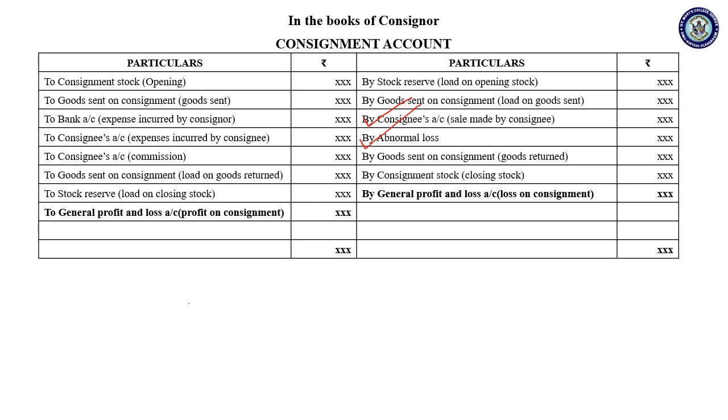If there is an abnormal loss, then credit. Why is it credit? Because the abnormal loss is the loss incurred because of negligence, so the consignor has to bear the loss. So we write on the credit side, by abnormal loss. You may have the question: all losses and expenses should be on the debit side, so why is the abnormal loss written on the credit side? Because that is because of negligence.